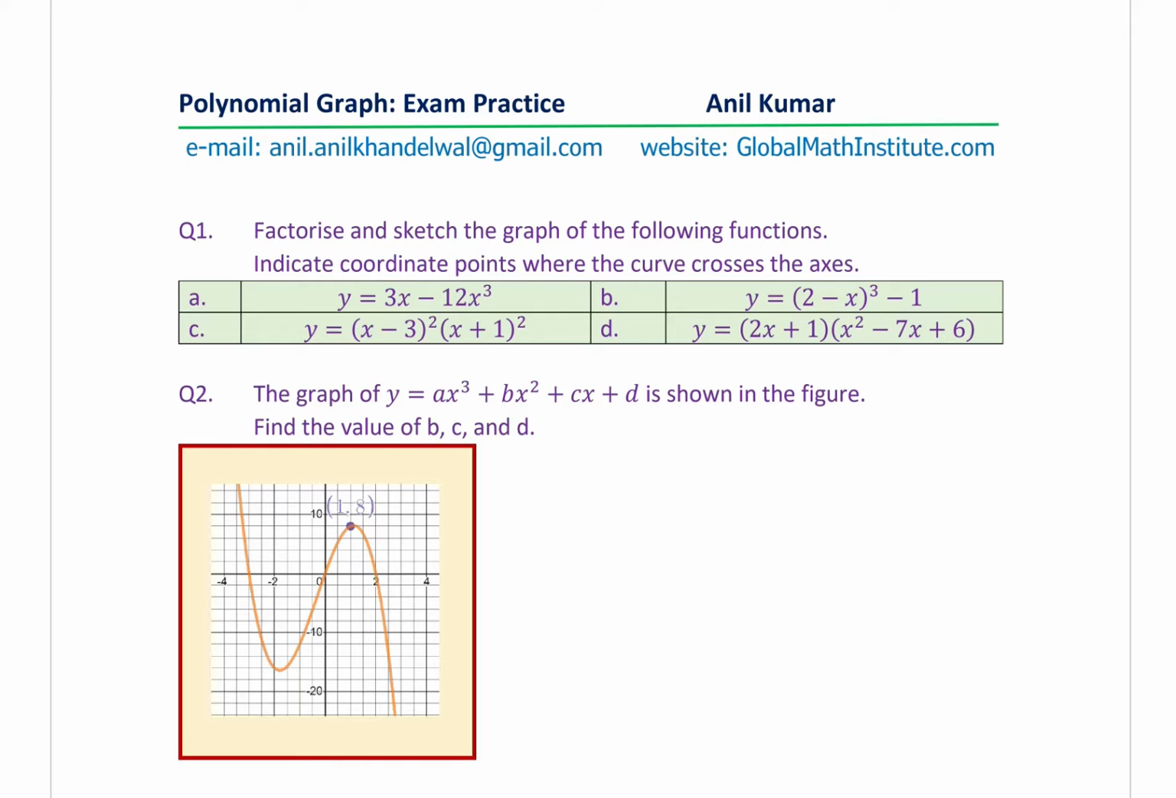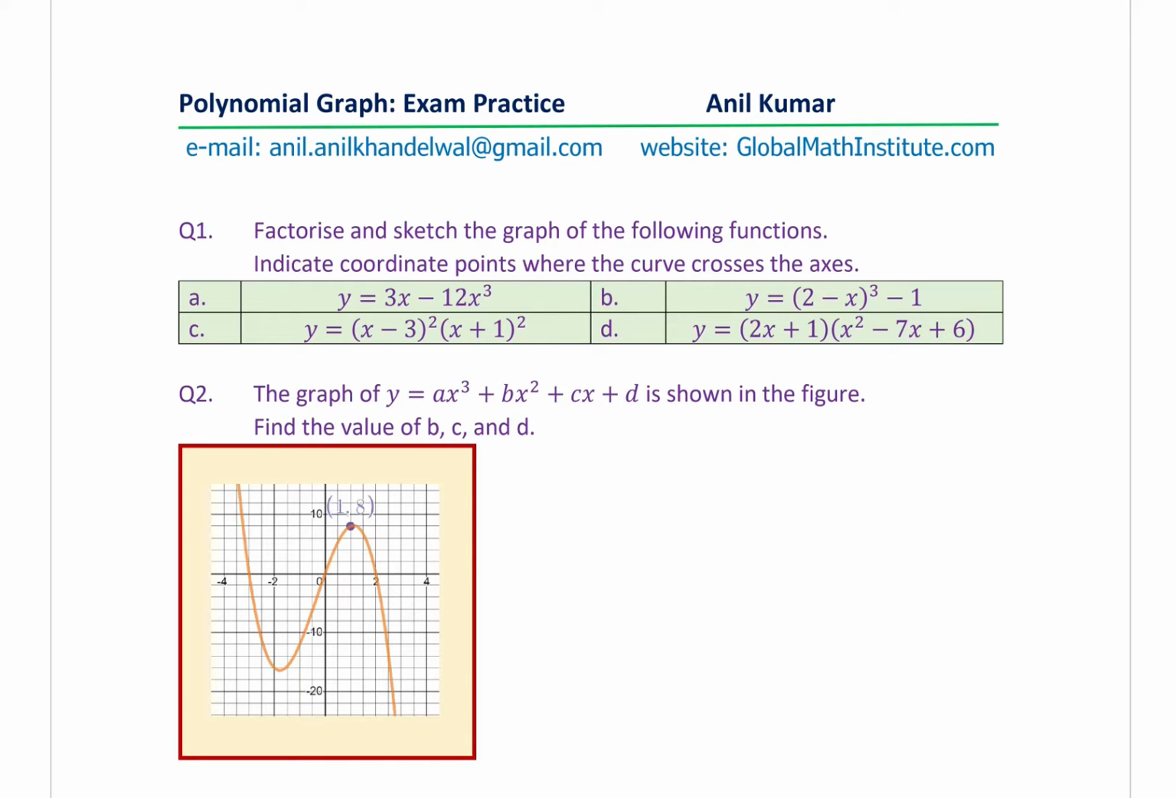A. y equals 3x minus 12x cubed. B. y equals 2 minus x whole cube minus 1. C. y equals x minus 3 whole square times x plus 1 whole square, and D is 2x plus 1 times x squared minus 7x plus 6. You may need to only factorize part A and part D. Now part B could be done with transformations, right? C is already factored for you, so you don't have to factorize that one.